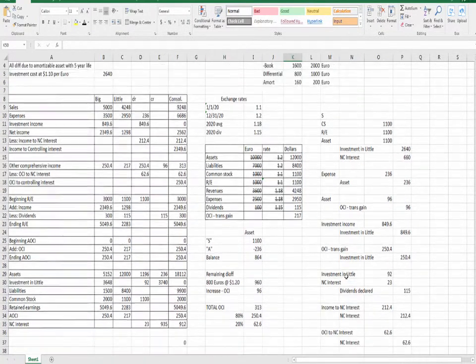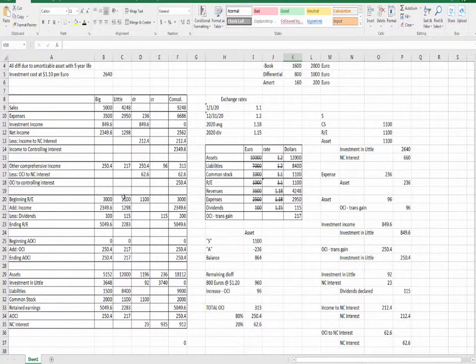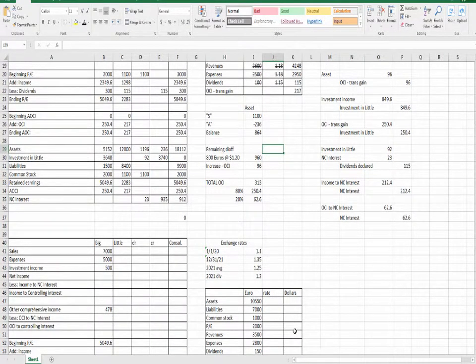Now, looking at last year's consolidation worksheet in dollars, the beginning retained earnings in dollars for Little was $1,100. We added their dollar income of $1,298. We subtract their dollar dividends of $115 to get their ending dollar retained earnings of $2,283. So that's the value for retained earnings for year 2.